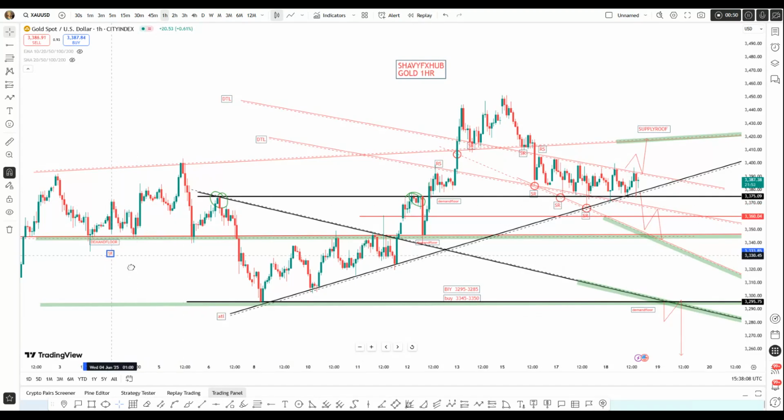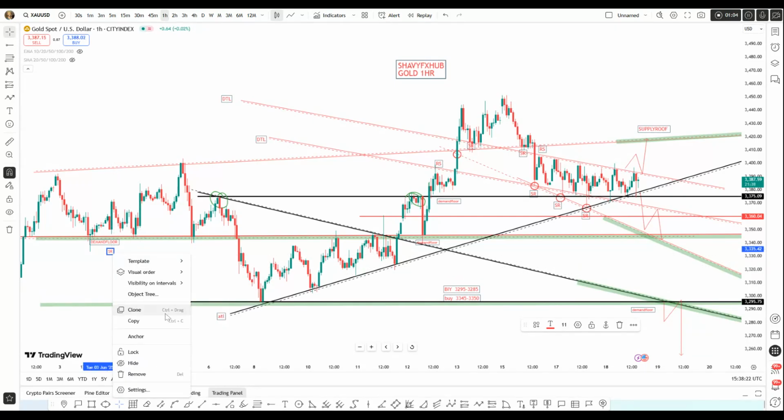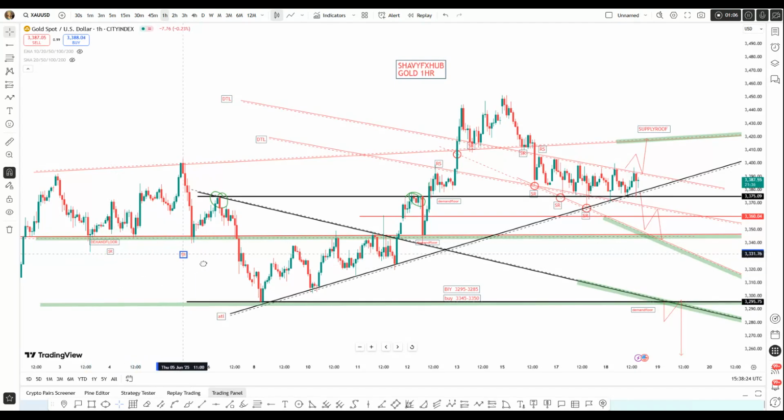Now, Shavyfxhub strategy is based on 4 things. It's based on demand floor, supply roof, SR, ROS, retest, and the breakout. Then where we have multiple trends: ascending trend line, which I call ATL, descending trend line, which I call DTL, horizontal trend line, which I call HTL.